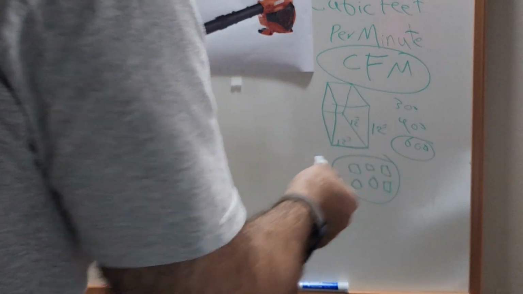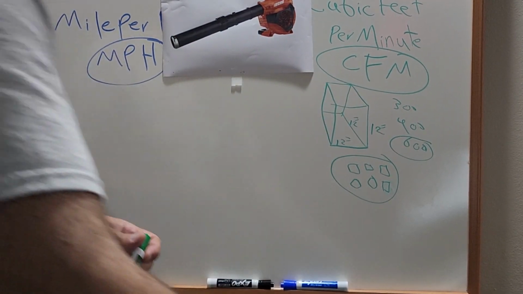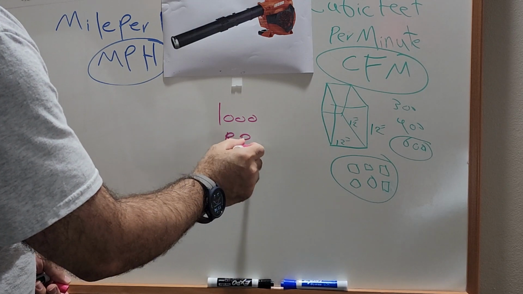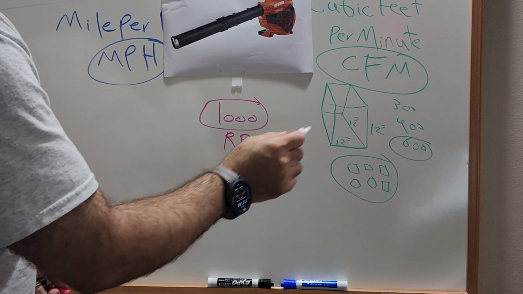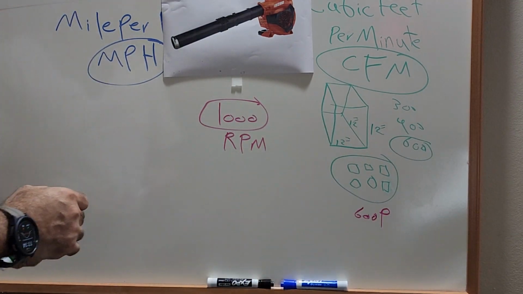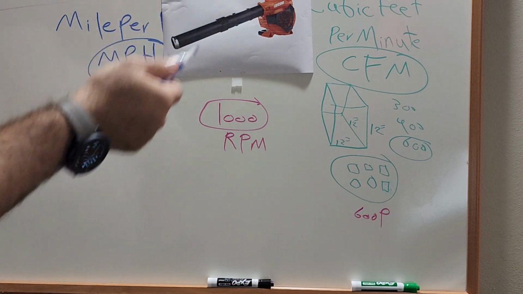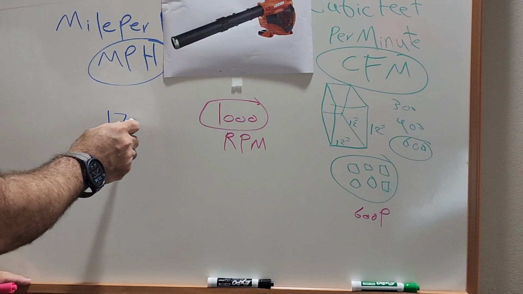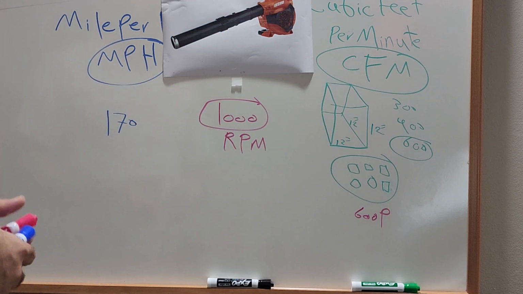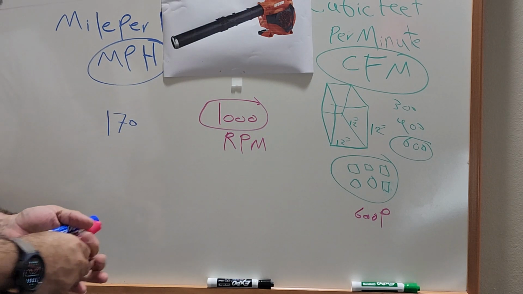And how do we know this information, or how do we get this number? We get this number at a fixed speed, let's say 1000 RPM, rotations per minute. When we fix it, it's gonna give us, for example, 600 CFM. And on the other side, we see how many miles per hour it's gonna give us. Here it's something around 170. I'm trying to remember what's available in our market at Home Depot or Lowe's. When we find a blower with 600 CFM, they put the speed at 170.